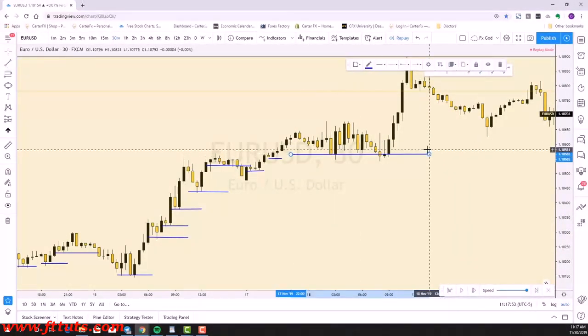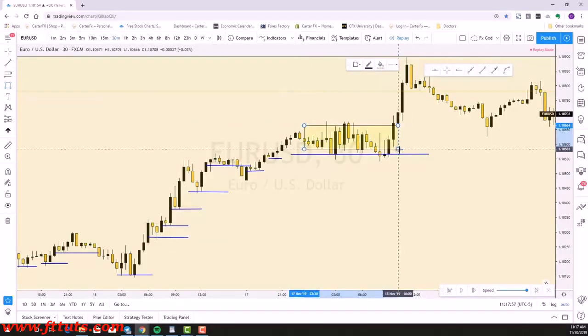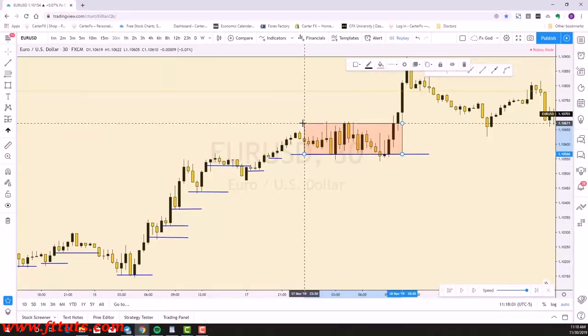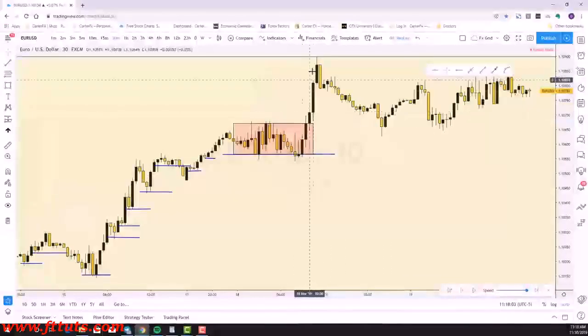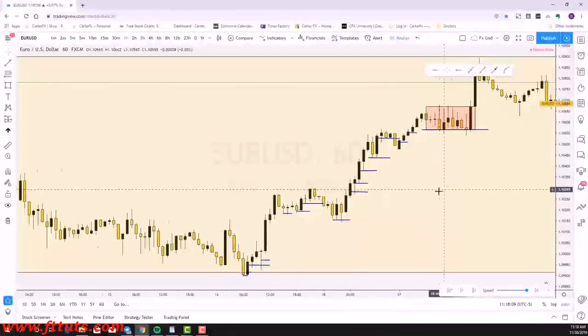For those of you who remember your basics education, you can see we have an area of consolidation in the market. I'll highlight that in red. And now you can see we got to the top of that box. Now let's get up to the 1 hour time frame and take a look at how that matches up.